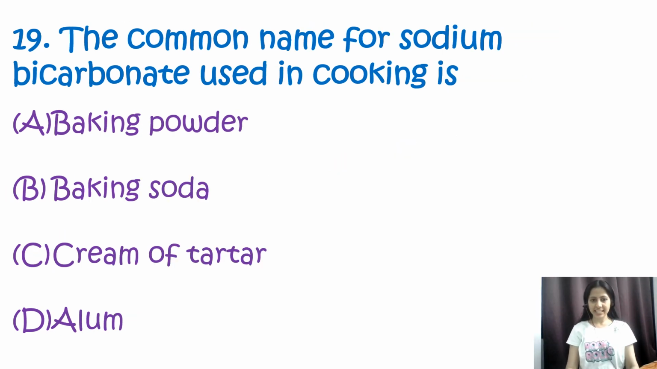So question number 19. The common name for sodium bicarbonate used in cooking is, so options are baking powder, baking soda, cream of tartar, alum. So over here my correct option will be B, that is baking soda. This question we have been studying since class 9. Baking soda has a common name, that is sodium bicarbonate. It is a good leavening agent which is used for baking purposes.